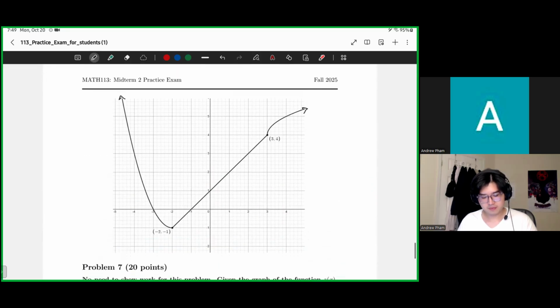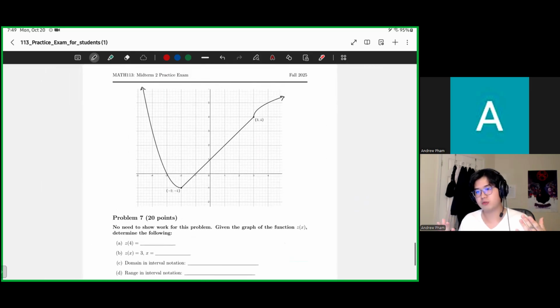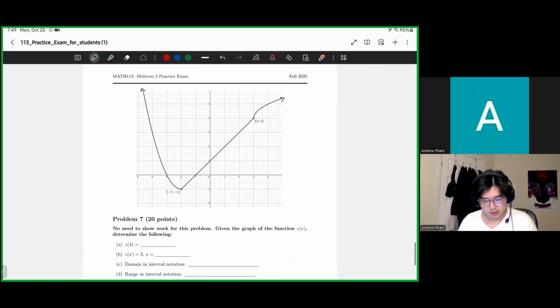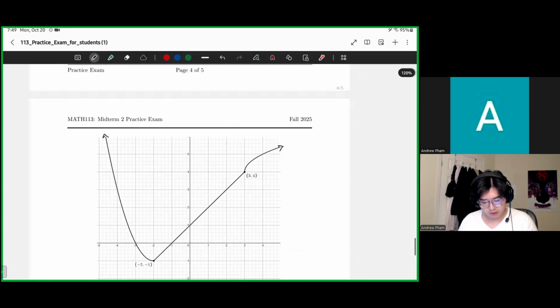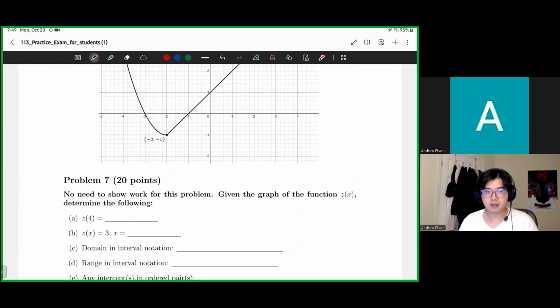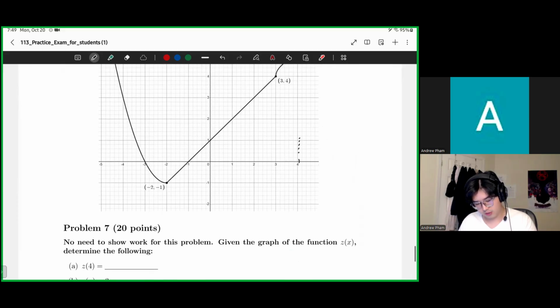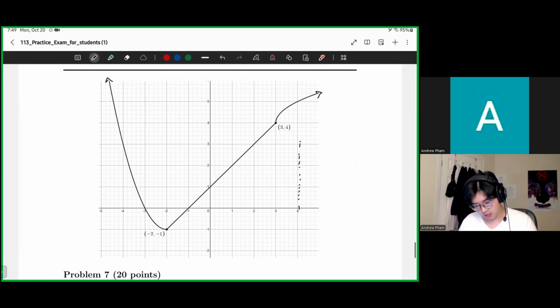And lastly, question 7. I give you a graph and I ask, can you quantify or give the characteristics? Okay. So, given this graph, z, can I find z of 4? When z of 4, that's like when x is 4, where am I at? X is 4, I am here. So 5.